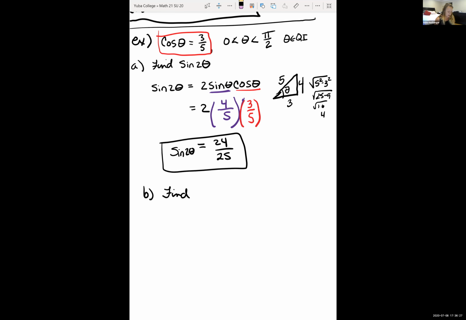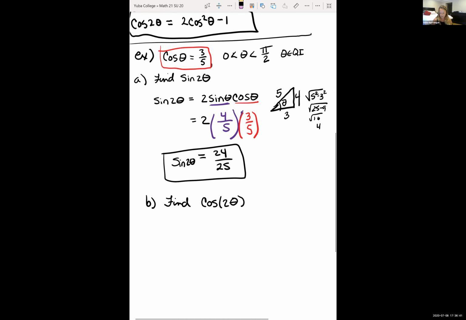So same information, now they want you to find cosine of 2 theta. Okay, well, we can use any of the formulas for cosine. So I kind of think of my first one. I think to myself, okay, theta plus theta, cosine is cosine cosine, so that's going to be cosine squared theta, opposite sign, minus sine squared theta.